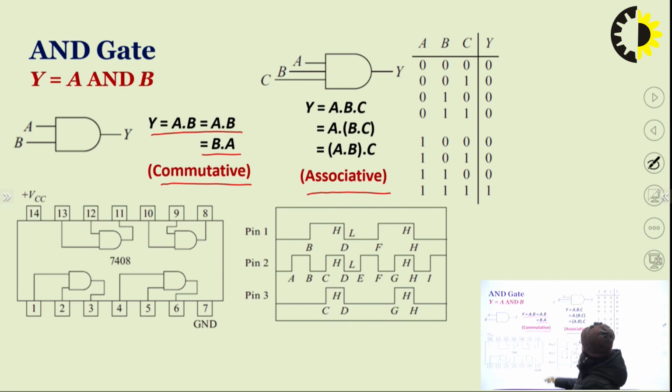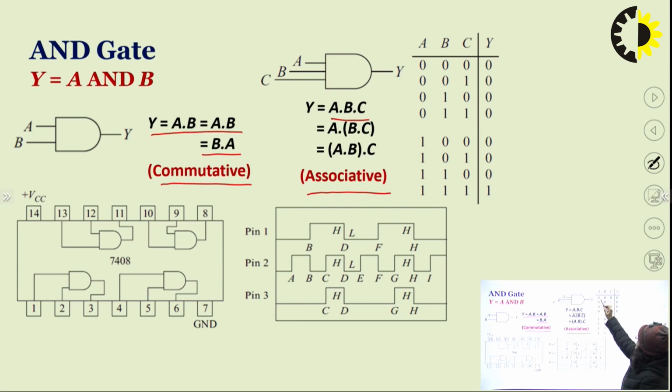Both 2 input and 3 input types of AND gates exist. For the 3 input AND gate, the function is A dot B dot C. We can also write the truth table. If all the inputs are 1, then only the output is 1. If any one of the inputs is 0, output is 0.